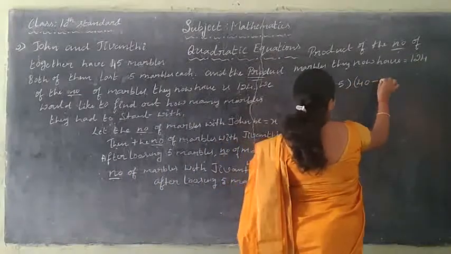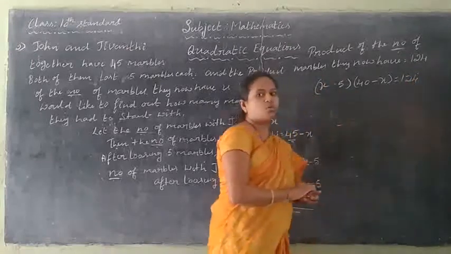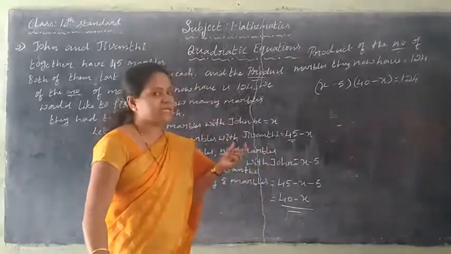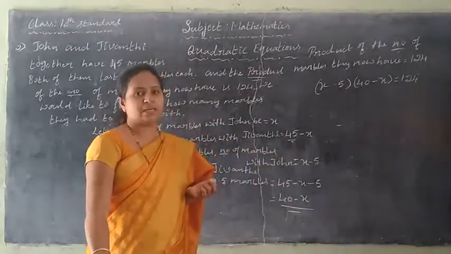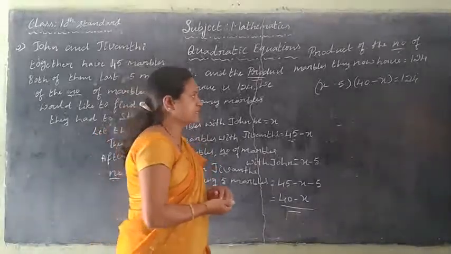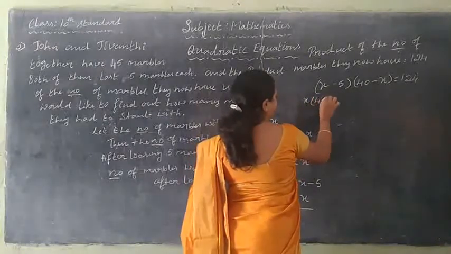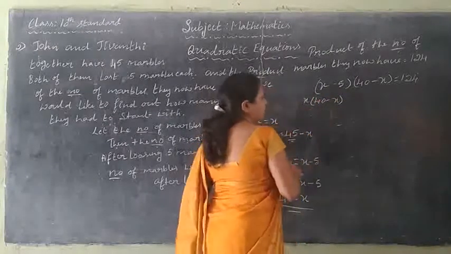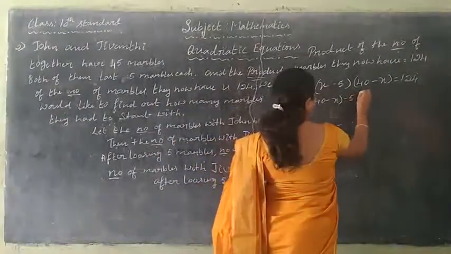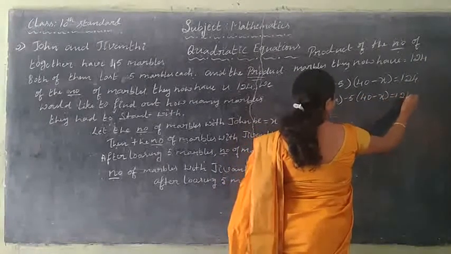40 minus x is equal to 124. So, what we are going to do is multiply. Understood? That is (x minus 5) into (40 minus x). Now we have to find out how many marbles they are having. Got it? Take the first term, children, x, and multiply it by 40 minus x. In the same way, take the second term, minus 5 into 40 minus x, is equal to 124.